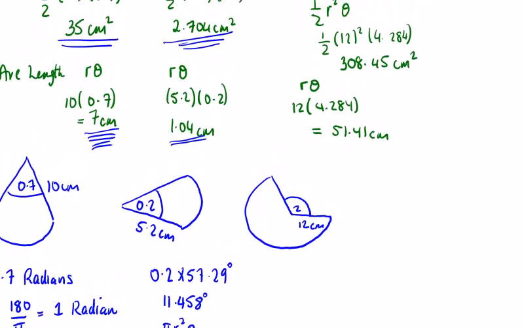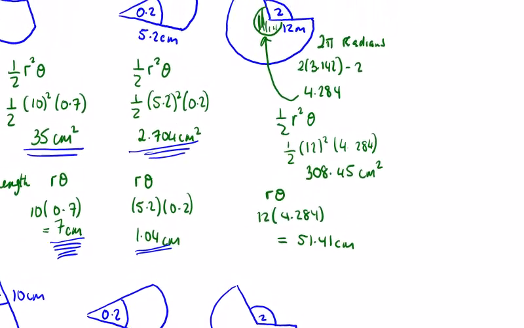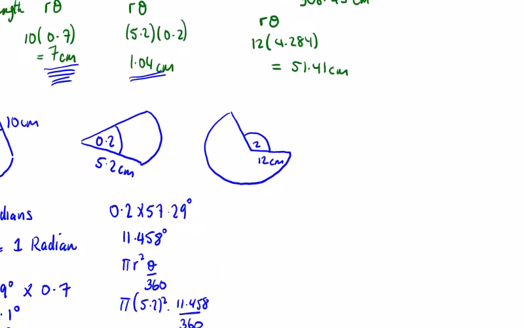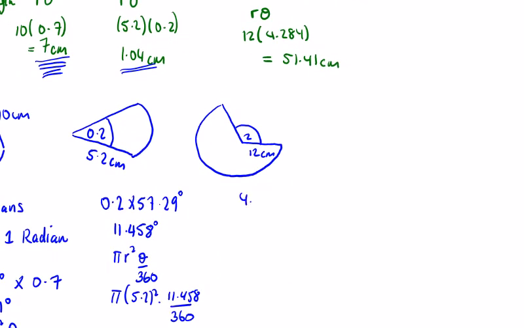So we need to take 2 away from our 2 pi in radians. We got 4.284. So we're going to have 4.284 multiplied by 57.29. So let's do a big angle. And we're going to get 245.43 degrees.